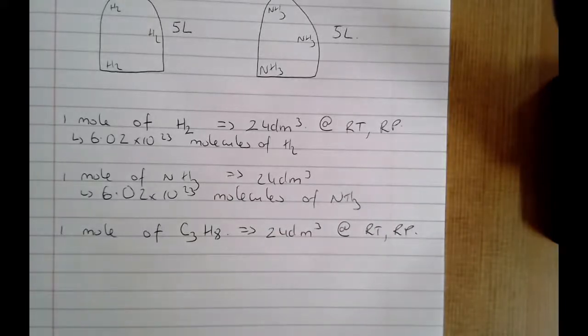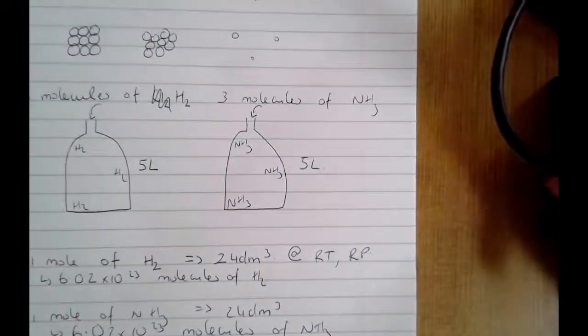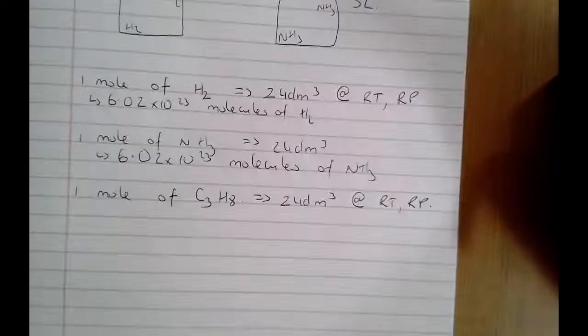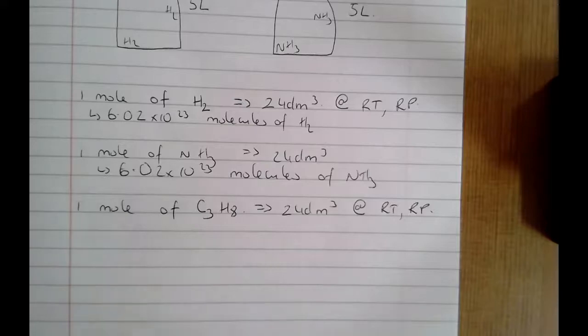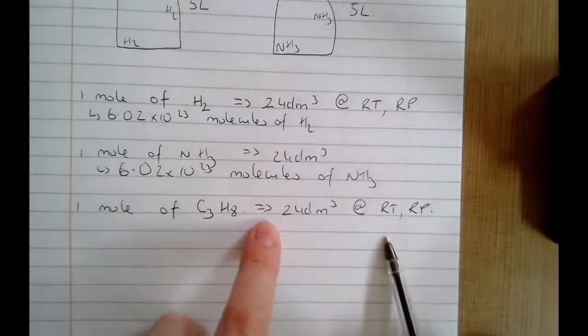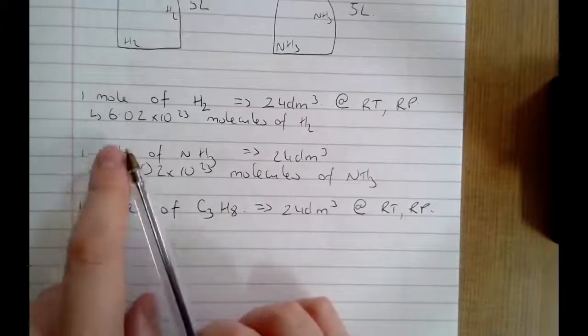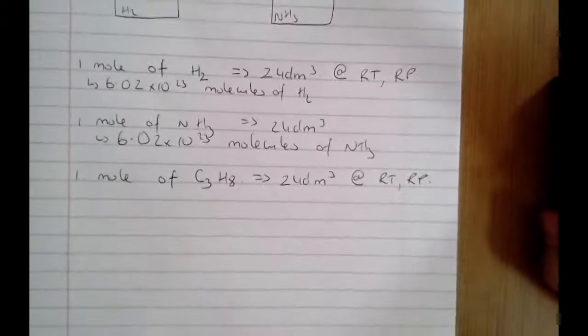They will spread out away from each other to take up space, but they are still attracted to each other by these weak intermolecular forces, so there is only so much space that they will occupy, and all gases, regardless of their size, will occupy the same volume. So 1 mole, no matter which gas it is, will occupy 24 decimeters cubed.